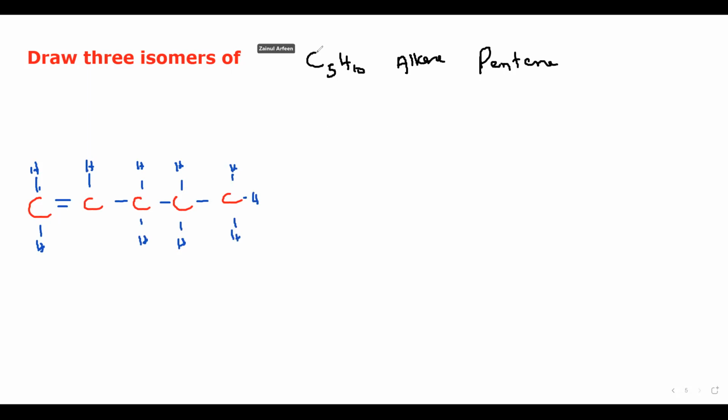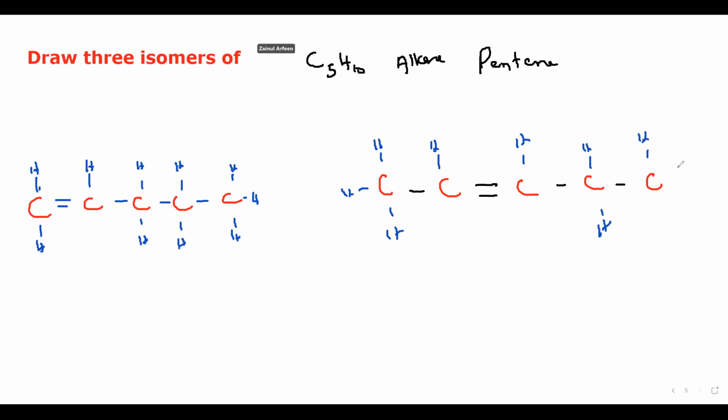Now we have to draw another isomer. Because it's an alkene, it's easy to draw isomers: just change the position of the double bond. Now the double bond should be between the second and third carbons, and the rest will have single bonds. Then put the hydrogens: this will have 3, this will have 1, this will have 1, this will have 2, and this will have 3.